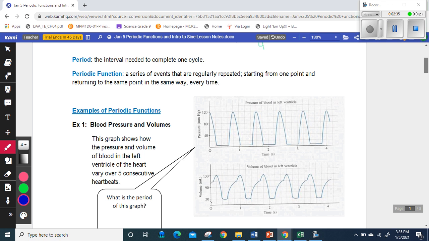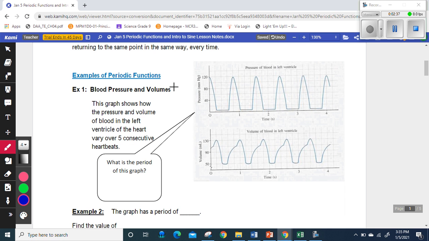So here we've got a heart. Hearts pump blood, right? Ba-boom, ba-boom, ba-boom. So here's our cycle. If I start at my top, it comes down, over, up, repeat. Down, over, up, repeat. Each one of these repetitions is one cycle.